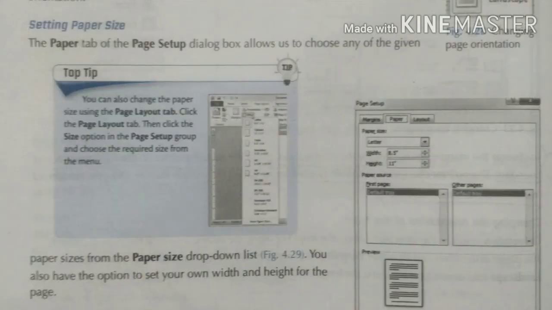Next point is setting paper size. The paper tab of the page setup dialog box allows us to choose any of the given paper sizes from the paper size drop down list shown in figure 4.29. You can see the figure 4.29 and understand how you can select the paper size. To select it, first you have to click on the page layout option and then go to the page option, paper size option. Then you can select the size which you require.